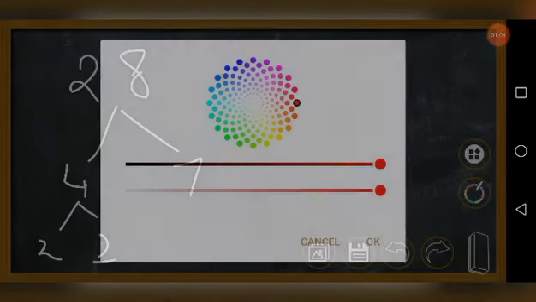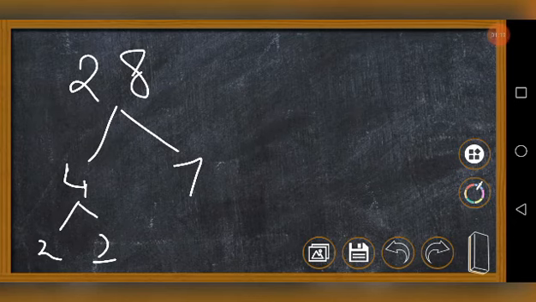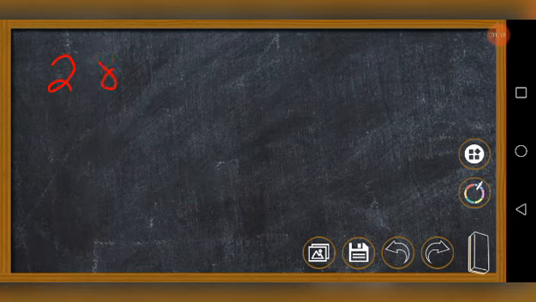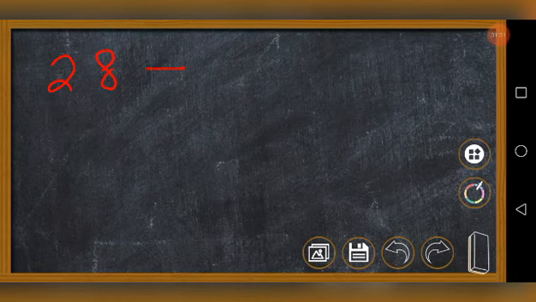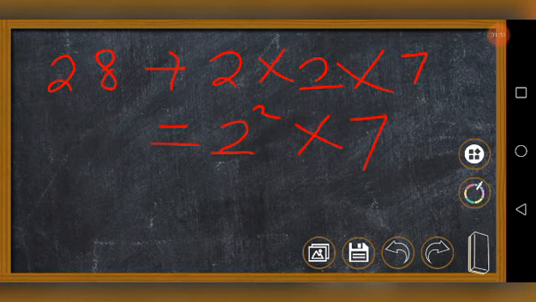So again, what are the prime factors of 28 by using the tree method? The prime factors of 28 are 2, 2, and 7. So the prime factors of 28 are 2 times 2 times 7, which equals 2 squared times 7, as 2 is repeated twice. These are the prime factors of 28. Let's take another example.